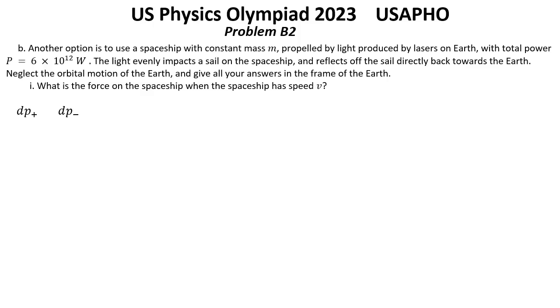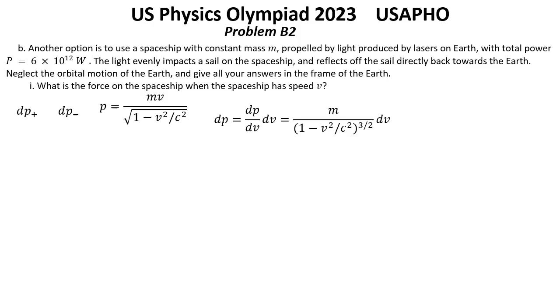The total momentum of the spaceship is p equals mv over the square root of 1 minus v squared over c squared. So the total change of momentum for our ship is delta p, which equals dp over dv multiplied by delta v, the derivative of this expression with respect to speed v, and that must be equal to the change of momentum of our light beam. So we have this expression.